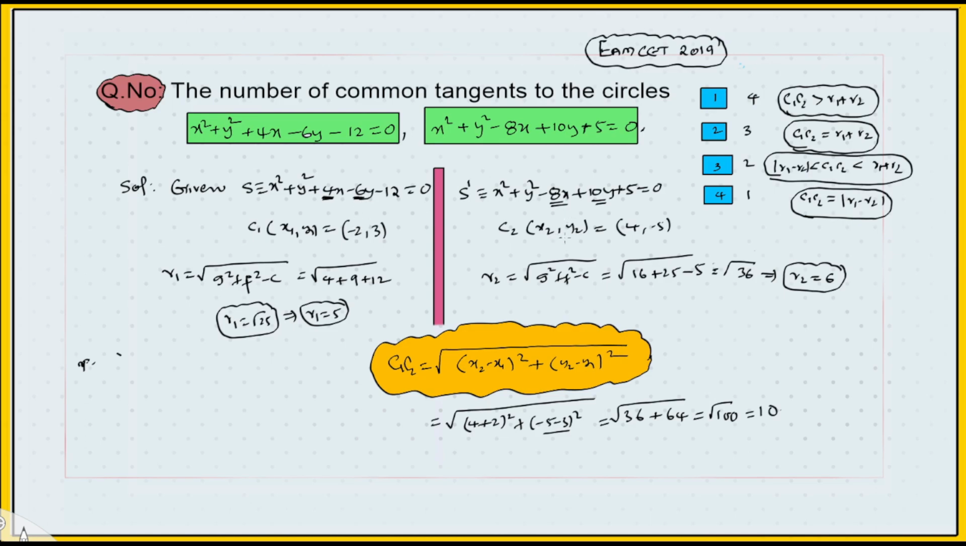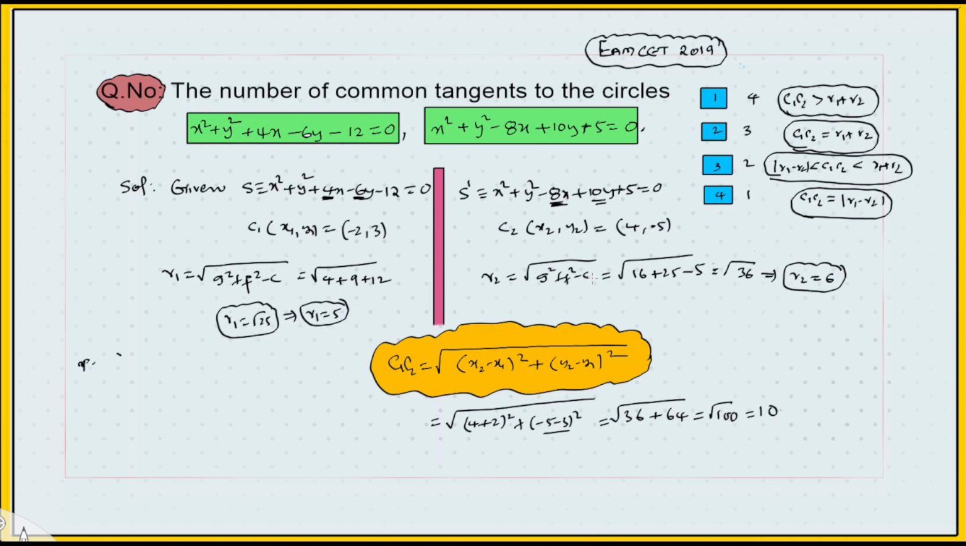Similarly, C2 (x2, y2): half of the x coefficient, minus 8 is there, so plus 4, and plus 10 is there, so minus 5. That gives (x2, y2). Next, the R1 formula is root over g square plus f square minus c. 2 2s are 4, 3 3s are 9, minus of minus plus 12. And the square root of 4 plus 9 plus 12 is root 25. The square root of 25 is 5.